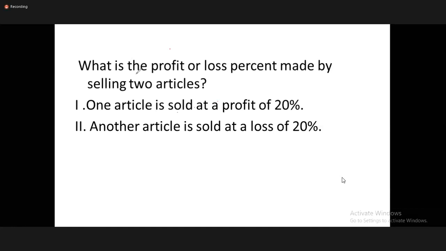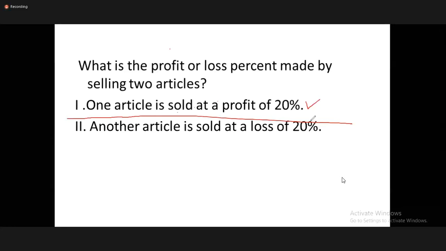Guys, first you need to understand the question. What is the profit or loss percent made by selling 2 articles? That is the question. Statement 1: one article is sold at a profit of 20%. Okay, 20%. With this statement alone, can you answer the question?